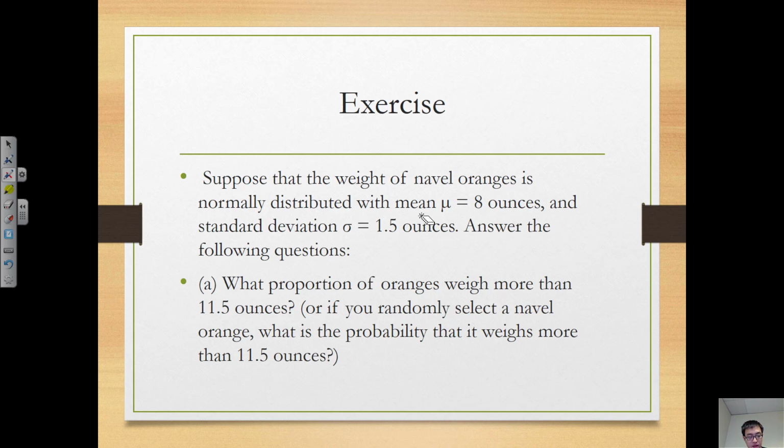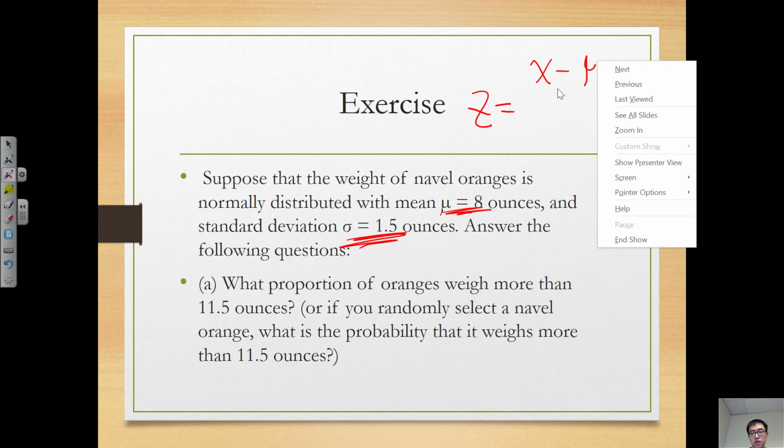Okay, hopefully you got the answer. So how do we calculate this? This is not standard normal. It's a general normal distribution with mu 8 and sigma 1.5. So first, if you see this question, you want to convert a general normal distribution to a standard normal distribution. How do we convert that? Use the z-score formula.